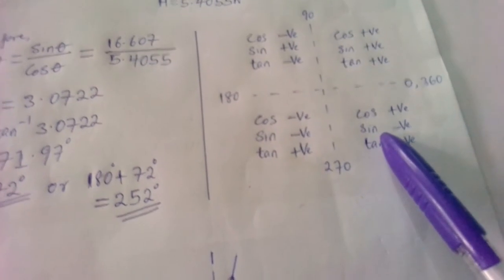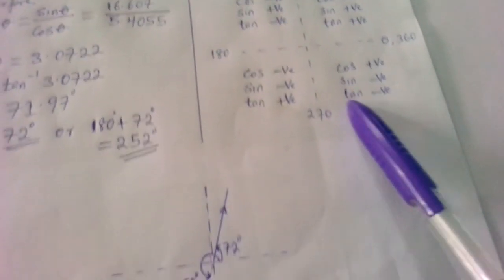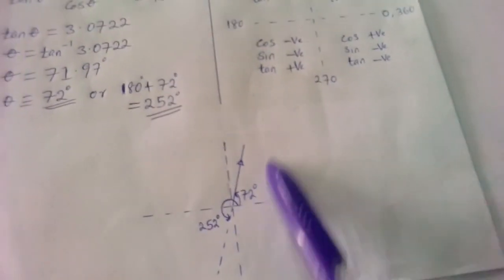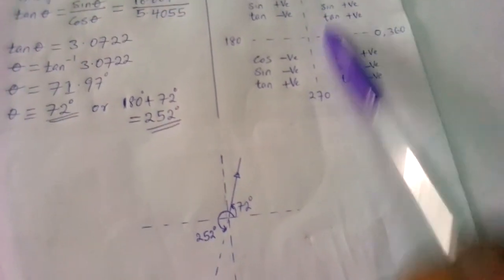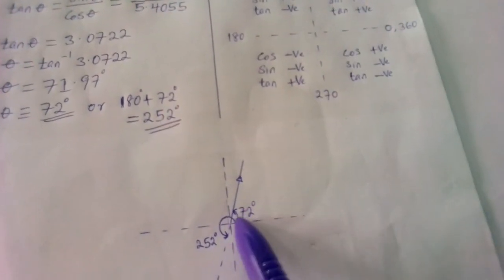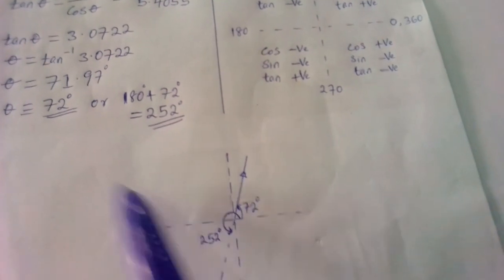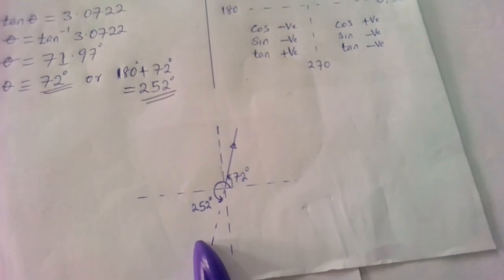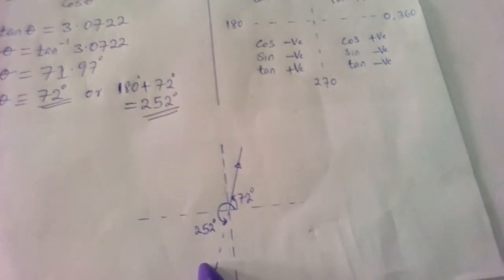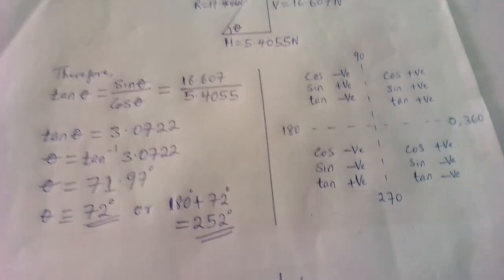Now let me show you how the angle will look. The angle is going to be in this position. On the first part, we have 72 degrees in this direction, and the 252 degrees can also be in this direction. So that is how to calculate our angles for our resultants.